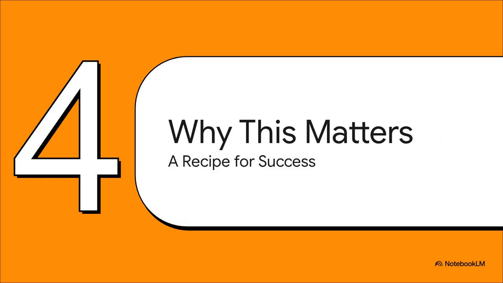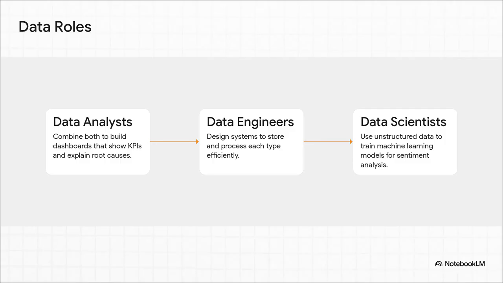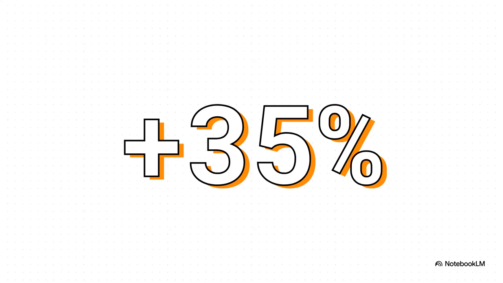Okay, so why does any of this actually matter? Because learning how to use both is, frankly, the secret recipe for success in any data job. Let's look at how this plays out for different roles. If you're a data analyst, you're using both to build dashboards that don't just show a problem, they explain it. If you're a data engineer, you're building the pipelines to handle these two very different types of information. And for data scientists? Oh man, unstructured data is just fuel for training powerful machine learning models that can actually understand human language.